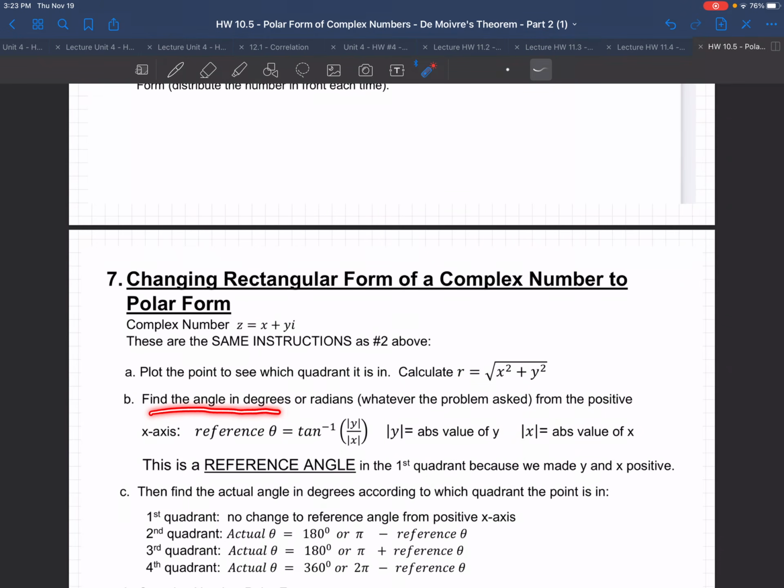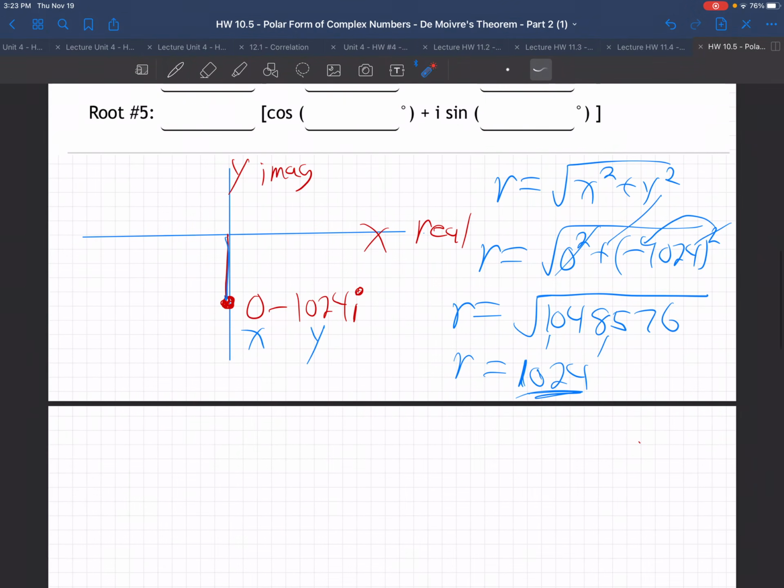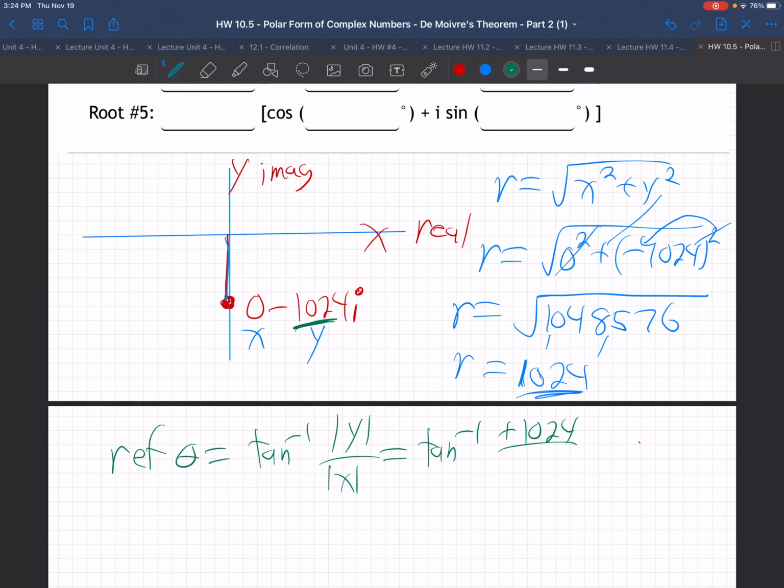Next, find the angle in degrees or radians from the positive x-axis. The reference angle is the inverse tangent of y over x. So let's do that. I'm going to come down here. So the angle, the reference angle, is the inverse tangent of the absolute value of y over the absolute value of x. Y is this right here, so it's positive because it's absolute value, over x, which is 0.